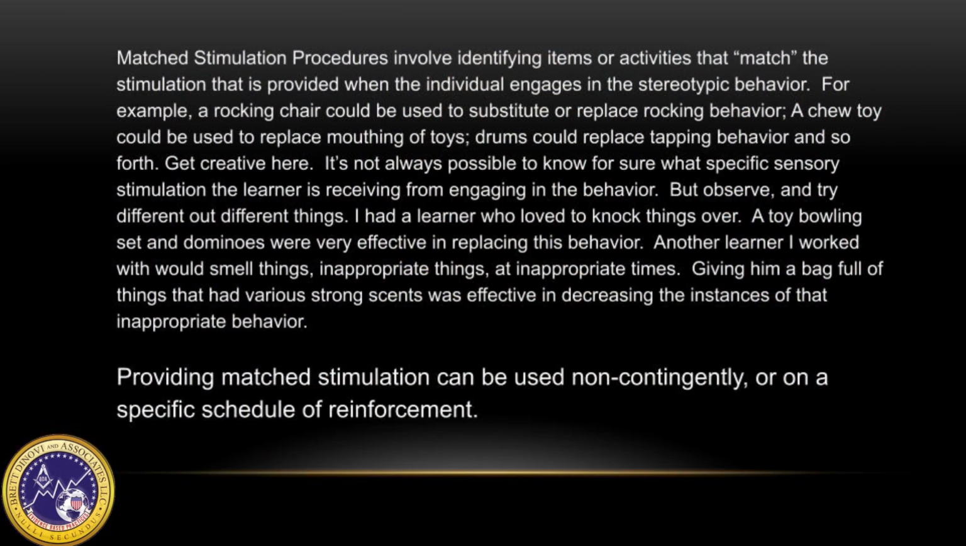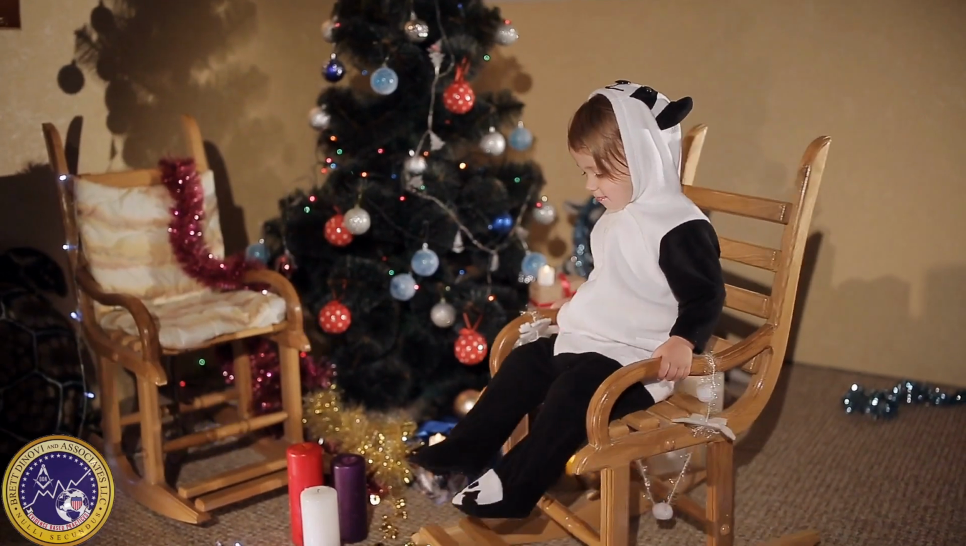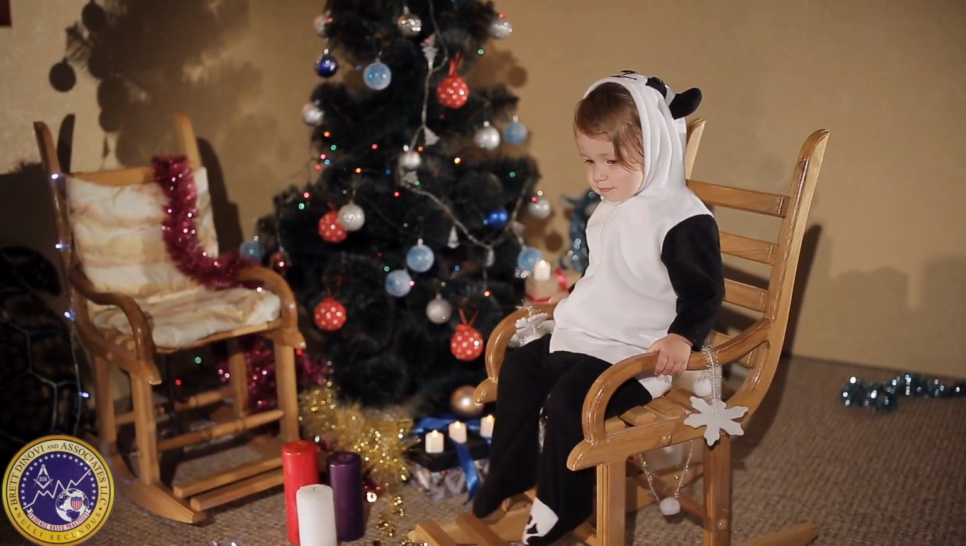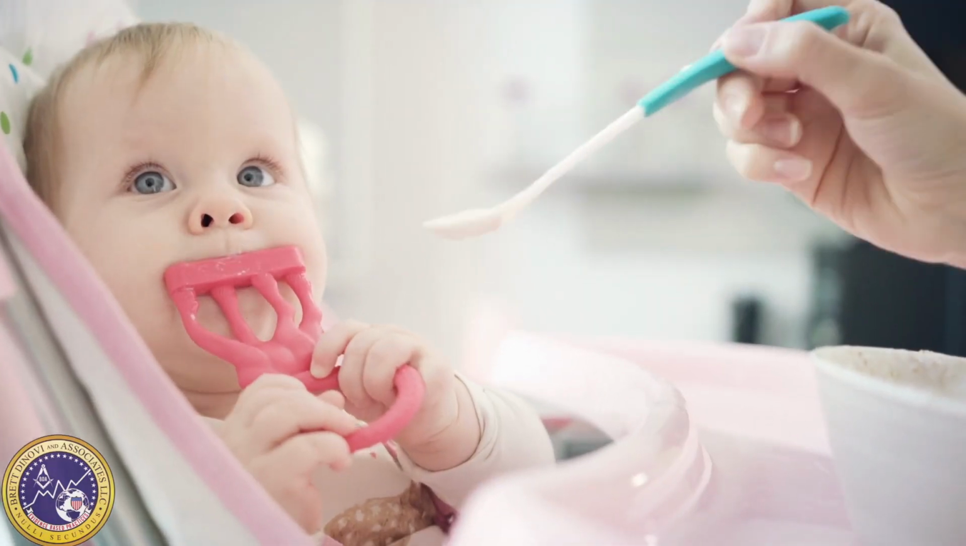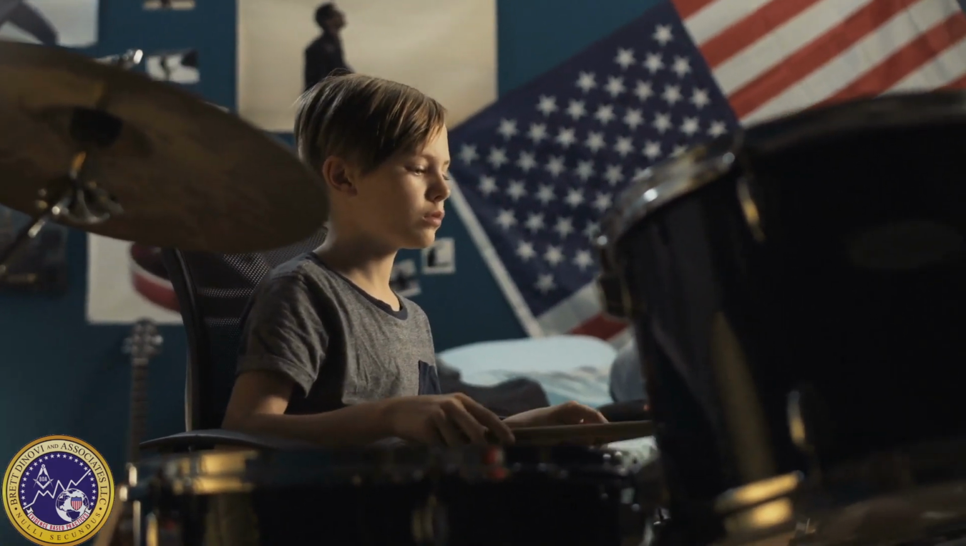Match stimulation procedures involve identifying items or activities that match the stimulation that is provided when the individual is engaging in the stereotypic behavior. For example, a rocking chair could be used to substitute or replace rocking behavior. A chew toy could be used to replace mouthing of toys. Drums could replace tapping behavior, and so on and so forth. You can get creative here. It's not always possible to know for sure what specific sensory stimulation the learner is receiving from engaging in the behavior, but observe and try different things.